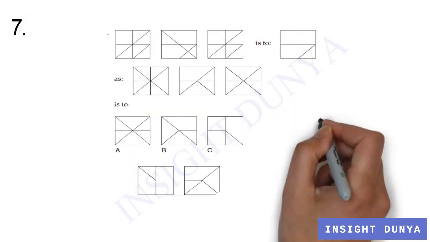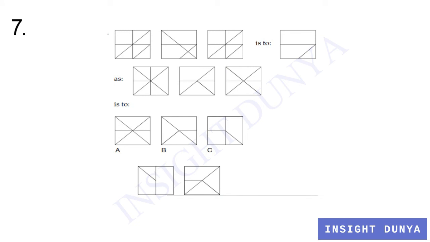Question number 7. You can see that 3 shapes are merged to make a single shape.